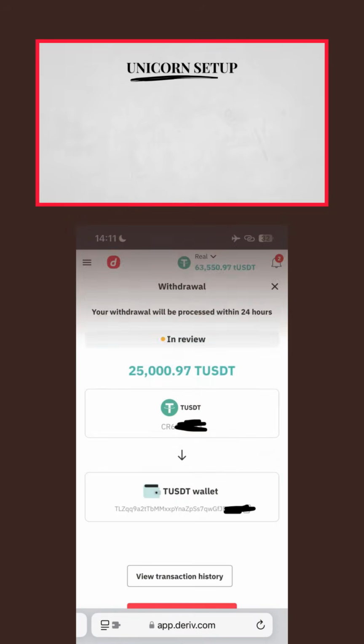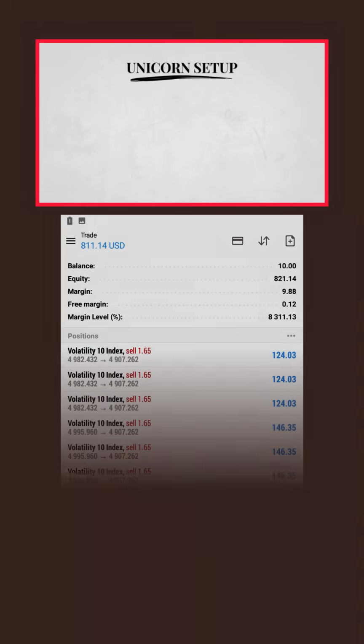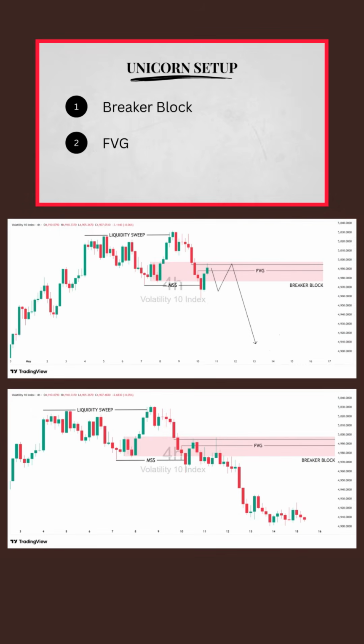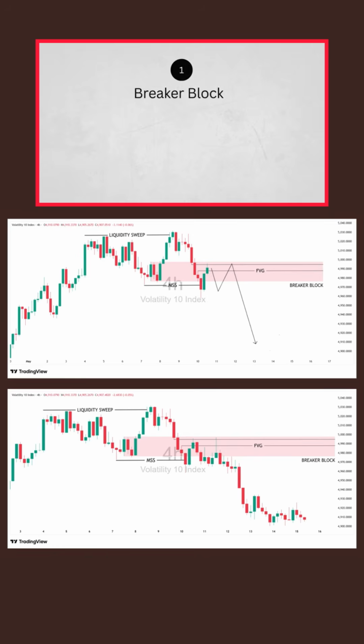The unicorn setup consists of two main concepts, the breaker block and the fair value gap. Now, for those who might not fully understand what they are, let's go over each one step by step. A breaker block consists of a low, a lower low, and then a higher high for a bullish breaker. And for a bearish breaker, it's the opposite, a high, a higher high, and then a lower low. The candle that forms at these two swing points is what we refer to as our breaker block.